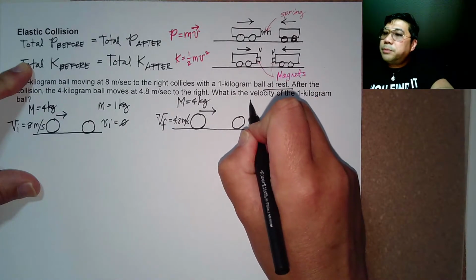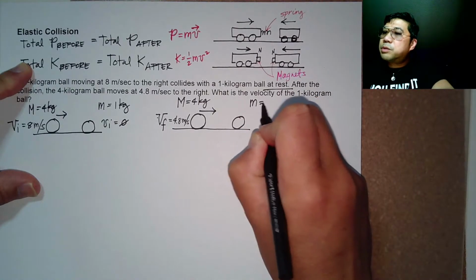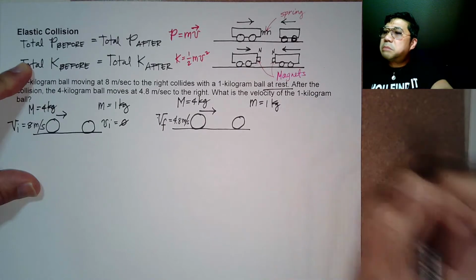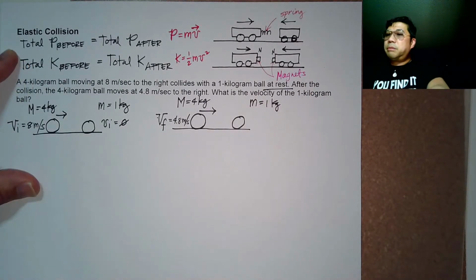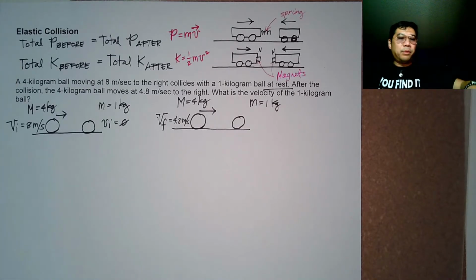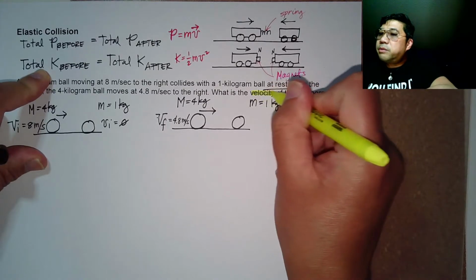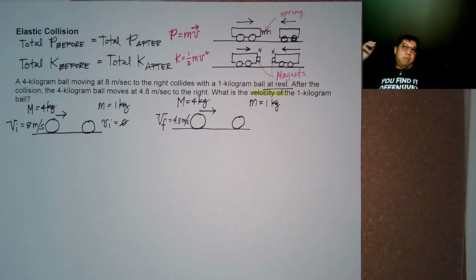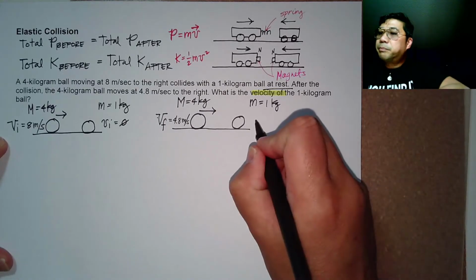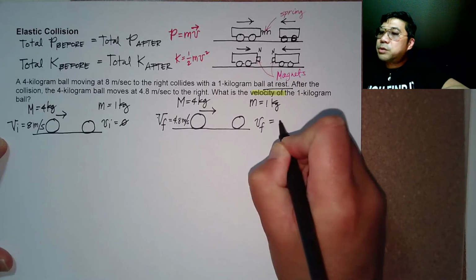for our second object, which is 1 kilogram, the question is, let us solve for the velocity. What is the velocity of the 1 kilogram ball? Velocity entails not only the magnitude, or how fast it is moving, but also direction. So V sub F, we're going to solve for it.